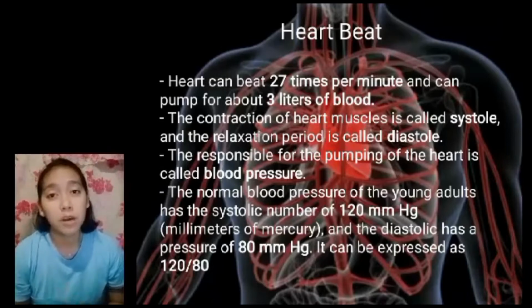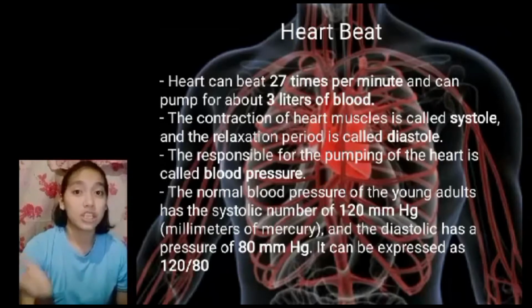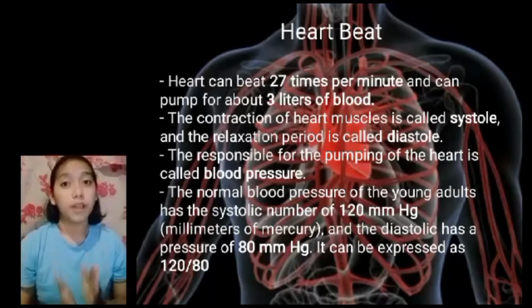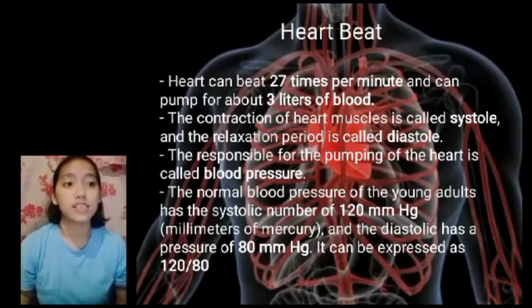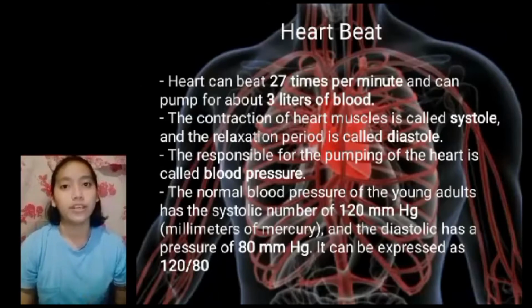When the muscle contracts in systole, the blood pressure increases. When the relaxation occurs, the blood pressure decreases. The normal blood pressure for young adults has a systolic number of 120 mm of mercury, and the diastolic has a pressure of 80 mm of mercury, and this blood pressure can be expressed as 120/80.